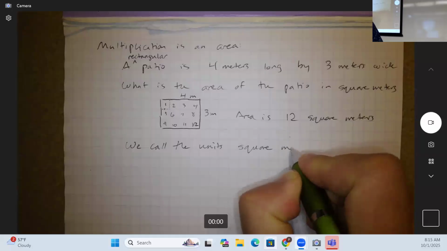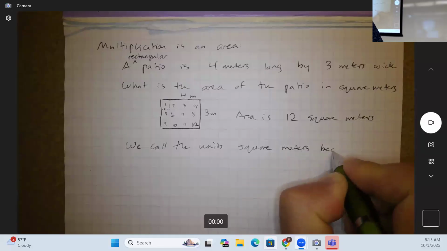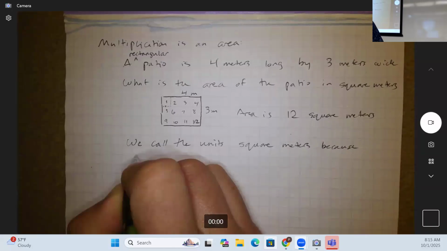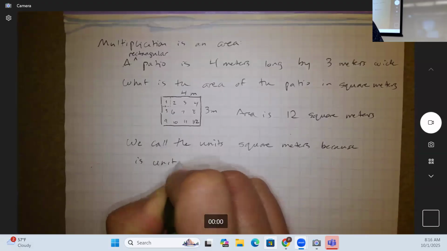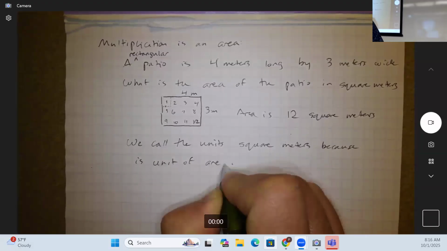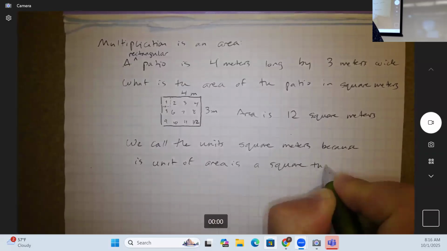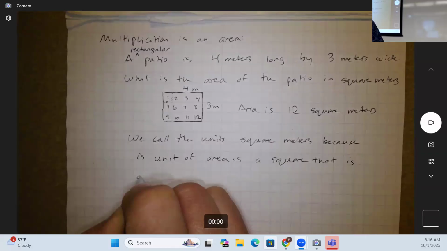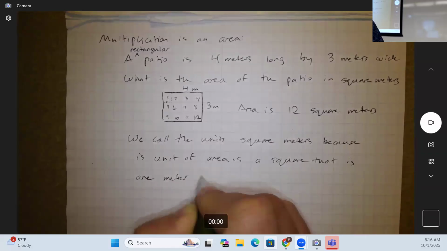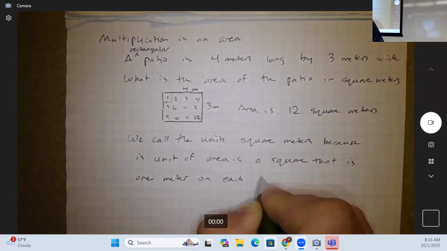We call the units square meters because each unit of area is a square. That is 1 meter on each side.